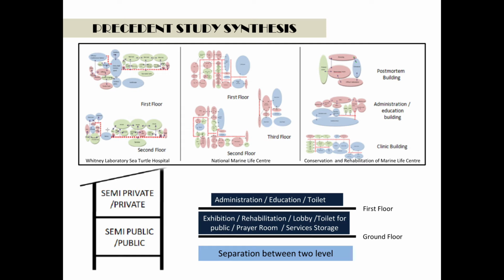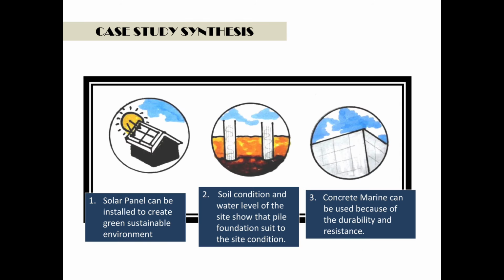For the precedent study synthesis, I found out that separation between two levels is good in terms of privacy. I can conclude that the ground floor is more focused on public space, which is for the exhibit, and the first floor is more focused on semi-public and private space, which is for the administration office and also education.